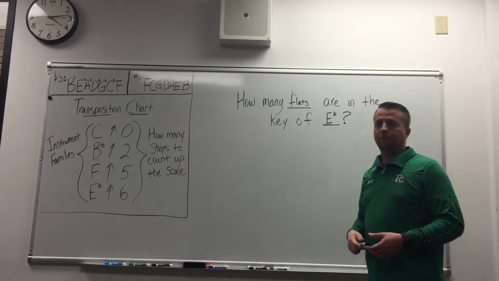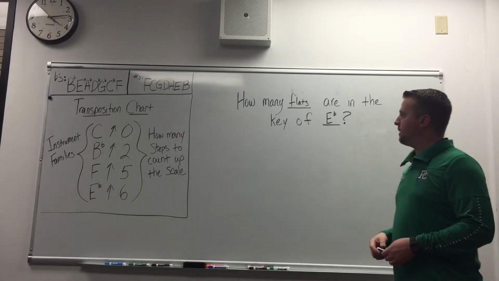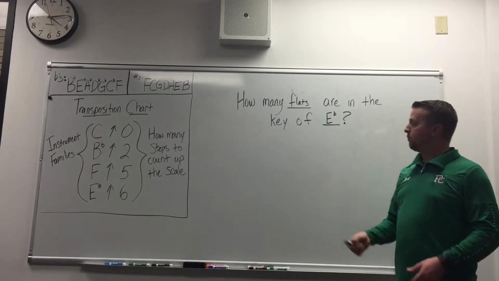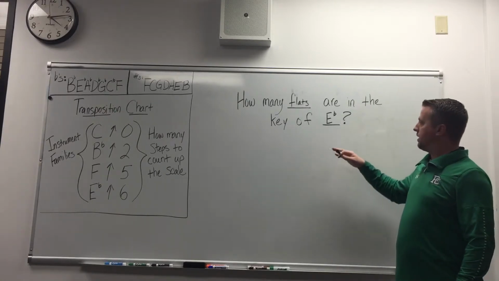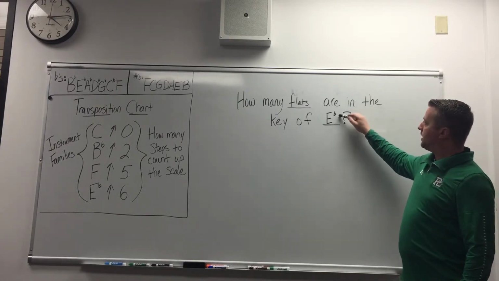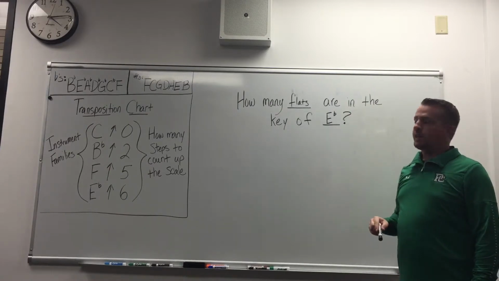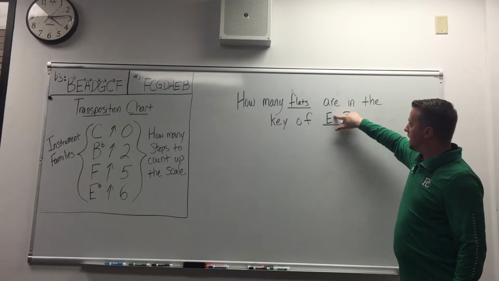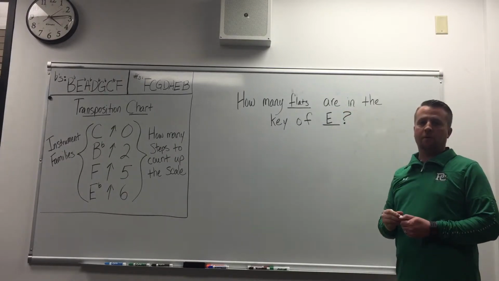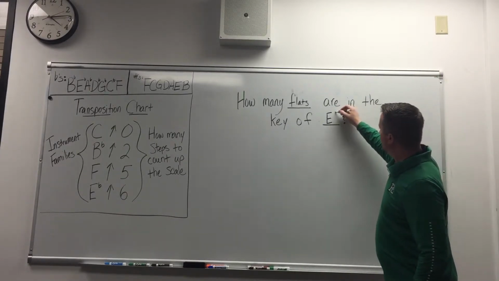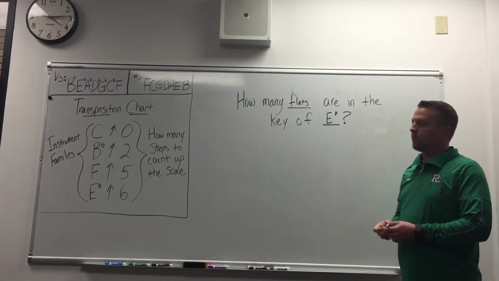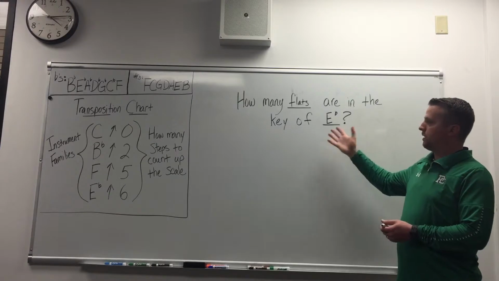This is an example of one of the questions you might see on the final exam. How many flats are in the key of E flat? We know it's a flat key signature because E flat is in the name. If there wasn't a flat in the name of the key signature and it was just E, that means it's going to be a sharp key signature. So the first thing that we need to do is figure out what key signature we're talking about, which is E flat.